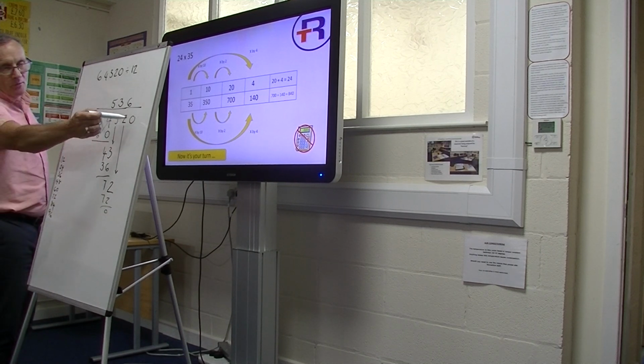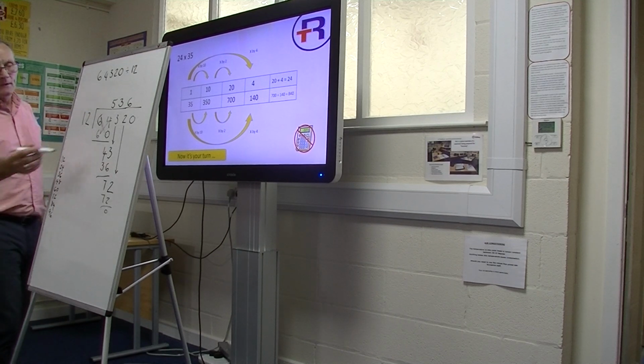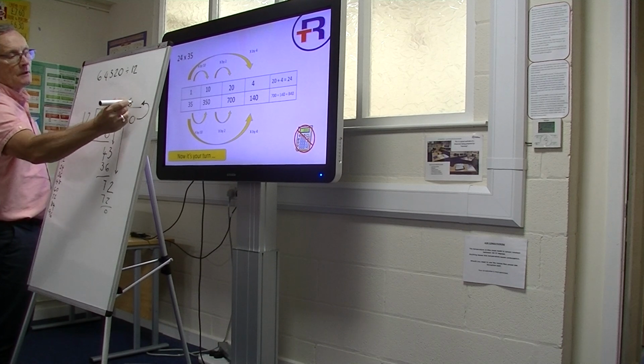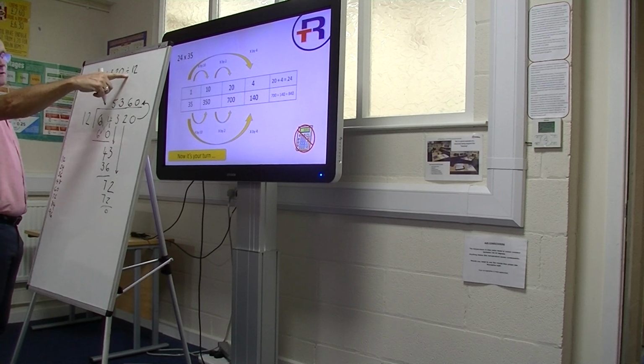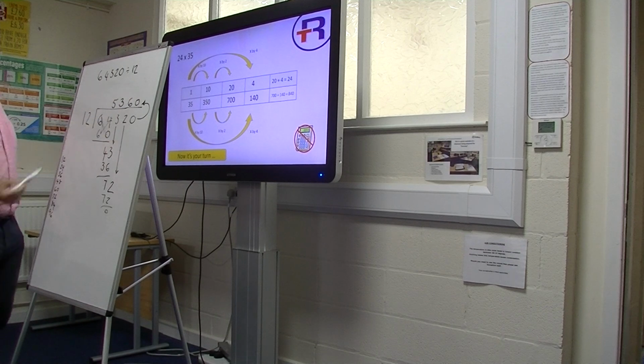However, I've got a number here that I've not used. I can't just leave it lying about. So what I have to do with it, I have to pop it on the top. So it goes there. So 64320 divided by 12 is 5360. Now that's how I learned to do this when I was at school.